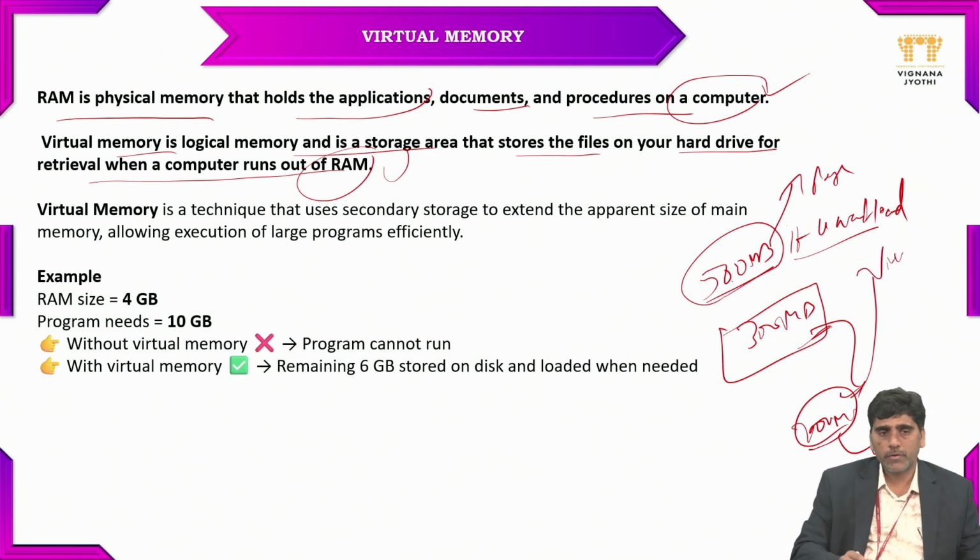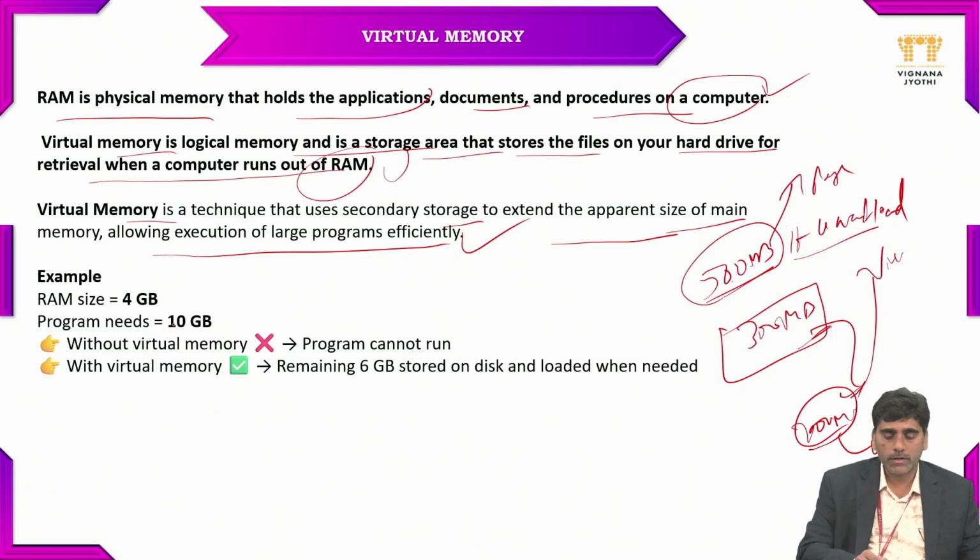So this is the process here. Virtual memory is logical memory, a storage area that stores the files on your hard drive for retrieval when a computer runs out of RAM. Virtual memory is a technique that uses secondary storage to extend the apparent size of the main memory, and it allows execution of large programs efficiently. Take an example here: RAM size is 4 GB, and the program needs 10 GB. Without virtual memory, the program cannot be run. So at that moment, the main memory RAM looks for additional memory.